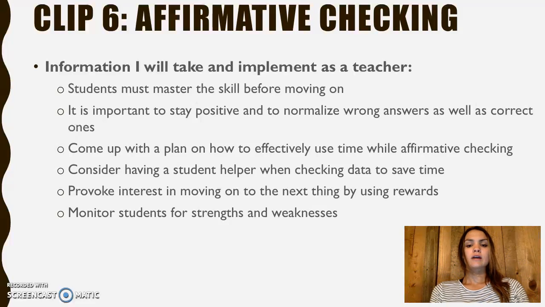Come up with a plan on how to effectively use time while affirmative checking. While I was reading the material, I noticed that many teachers that were writing within the book said that it could be time consuming with as many students as you're checking.